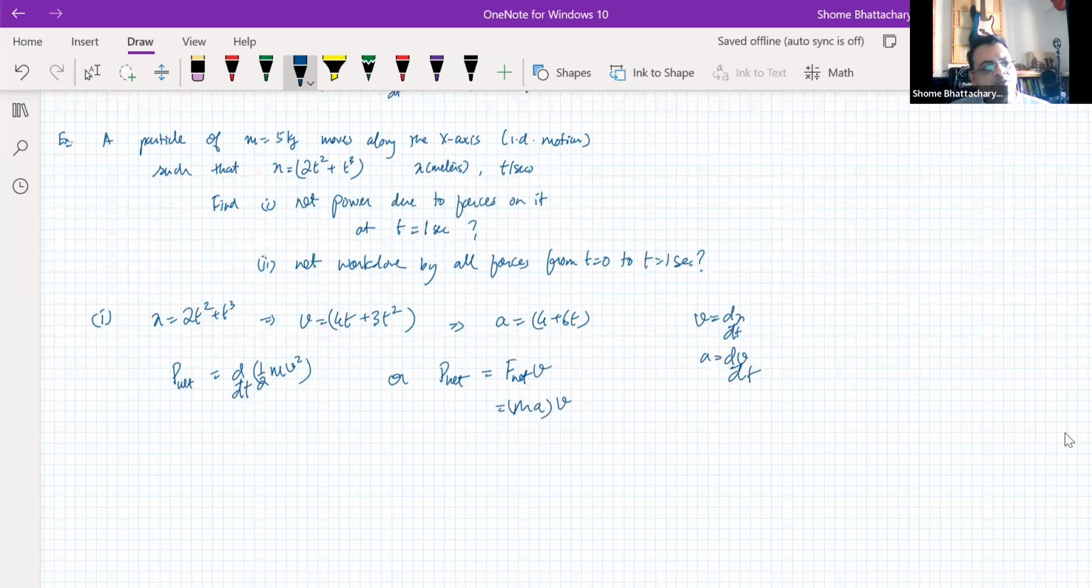And the mass of the object was given to me as 5 kg. So if I go with this option, so at t equal to 1 second, I can see that the acceleration is 10. The instantaneous velocity is 7. The mass is 5 kg.